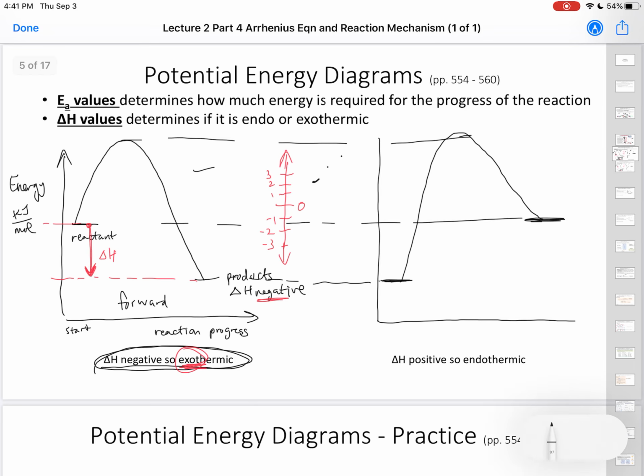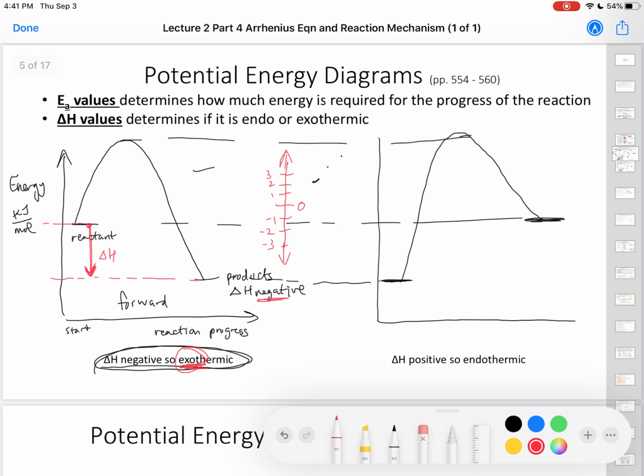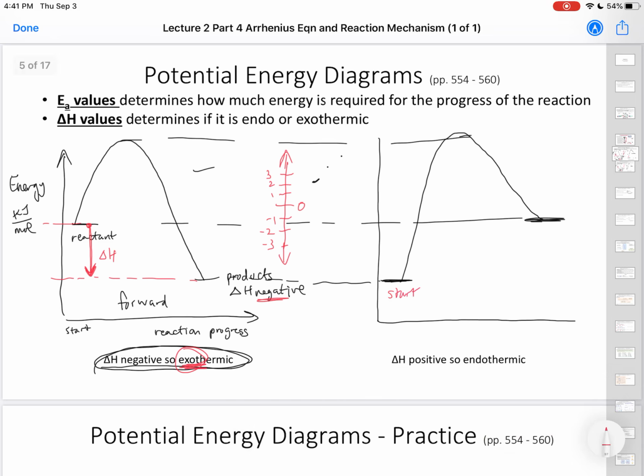Notice here, the delta H is no longer negative. You start here, then you go up to the products, so your delta H is positive. This is what we call the reverse reaction. And again, this is your transition state, where your activated complex is.